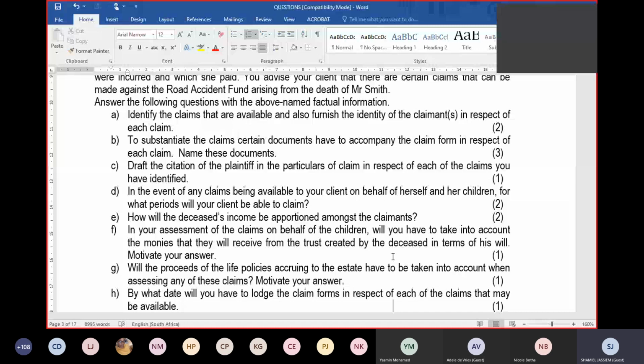And in respect of the medical and hospital expenses, to prove that, Mrs. Smith must just submit the vouchers or the invoices, and in respect of funeral expenses, Mrs. Smith must submit the invoices. That's it. And C, they want you to draft the citation of the plaintiff. Remember, the citation of Mrs. Smith is here in a personal capacity as well as her representative capacity. So please have a look at your notes. You will find an example of the citation in the notes.